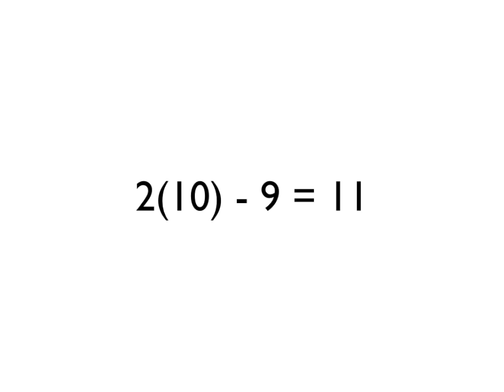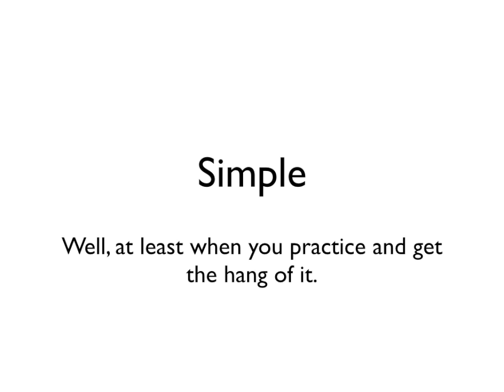2 times 10 minus 9 equals 11. 20 minus 9 is 11. Hopefully you find that simple. If not, no big deal. You just need to practice, get the hang of it. So let's look at this in a different way, because this other way will be important in the future.